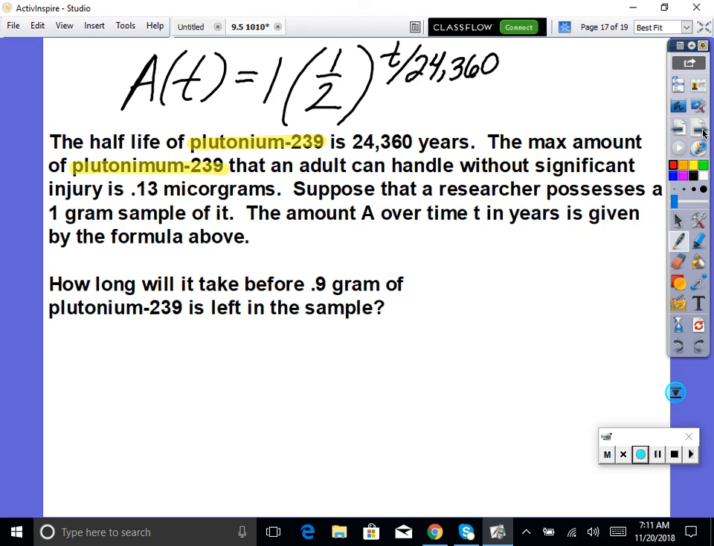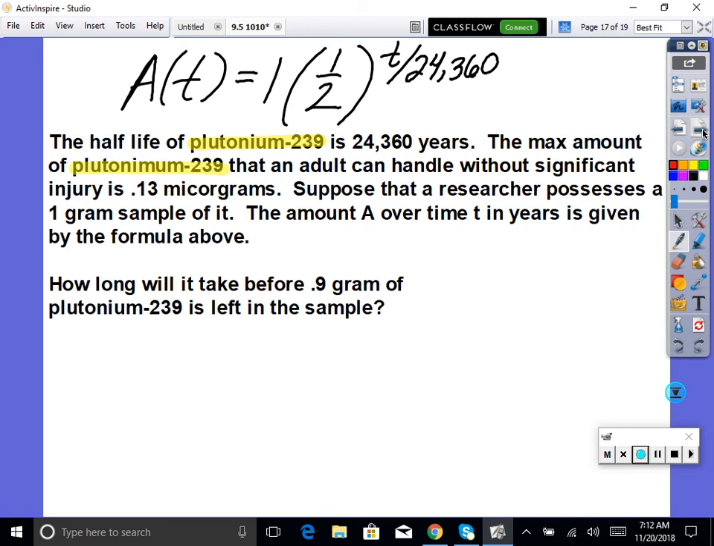It says, the half-life of plutonium-239 is 24,360 years. The max amount of plutonium-239 that an adult can handle without significant injury is 0.13 micrograms. Suppose that a researcher possesses a 1 gram sample of it. The amount A over time t in years is given by the formula above. It says, how long will it take before 0.9 grams of plutonium-239 is left in the sample? So the question is, should I be plugging in 0.9 into t, or should I be plugging it into A of t?